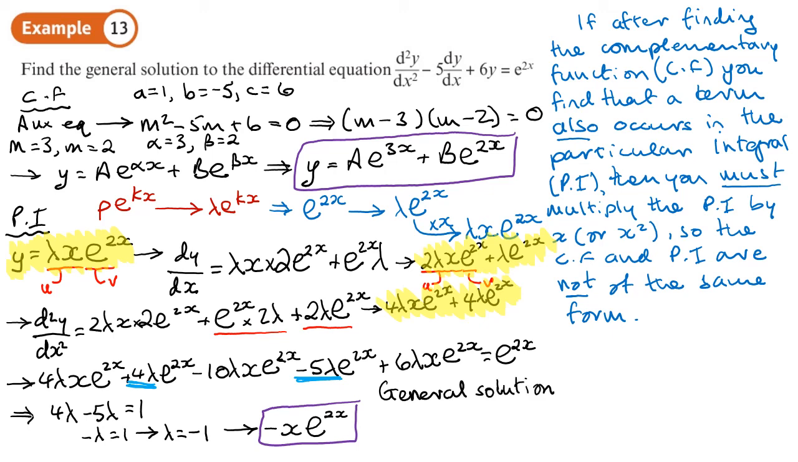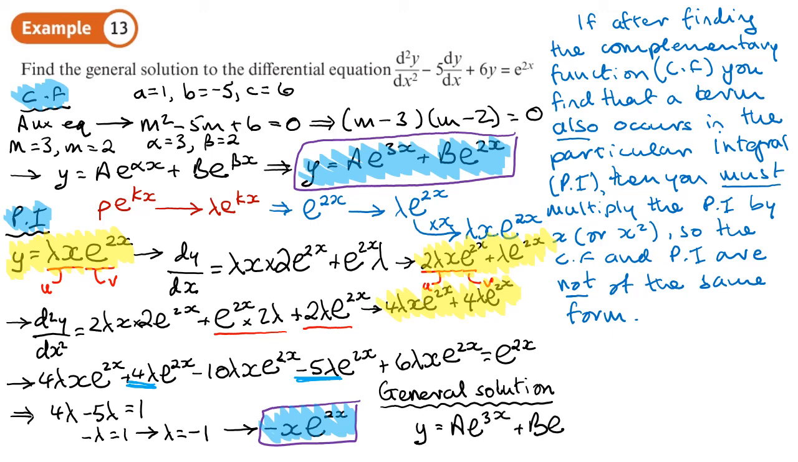for this is going to be, let's highlight in a different colour, this part here, which is the complementary function, added to this part here, which is the particular integral. So all I need to do now is to write them next to each other. So the general solution will be y equals a e to the 3x plus b e to the 2x minus x e to the 2x.